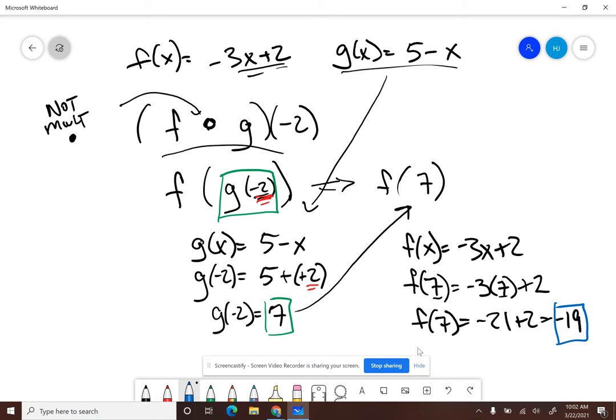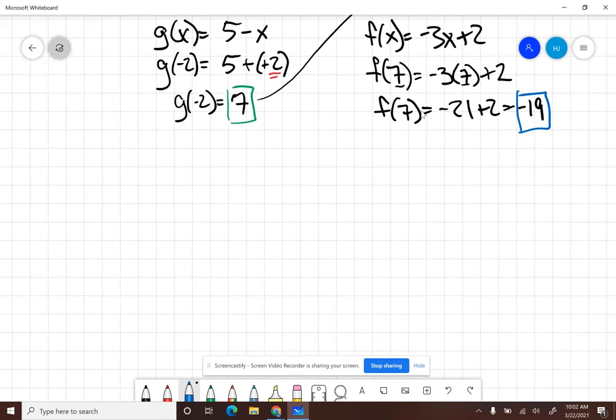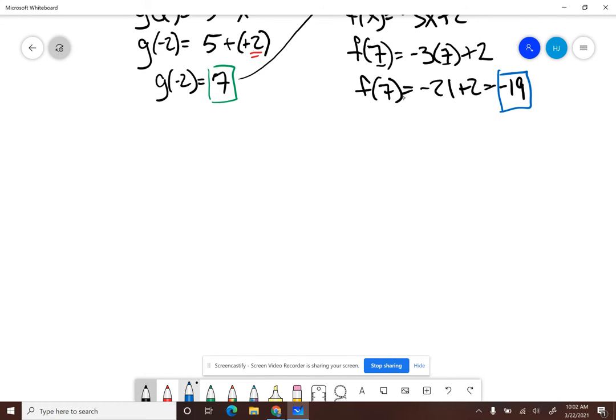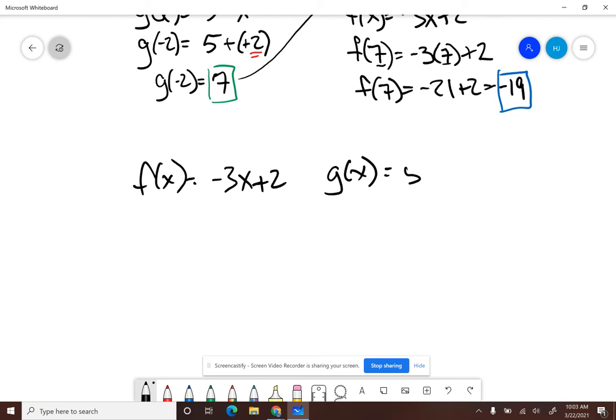Okay, so let's look at those same two functions, and we're going to do it a little bit different this time. So f of x equals -3x plus 2. G of x equals 5 minus x. This time we are going to do g of f of 1.